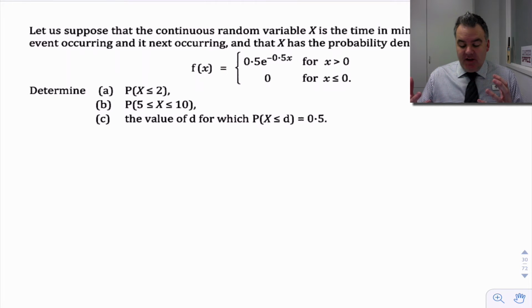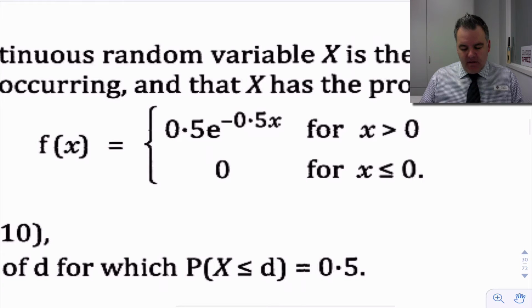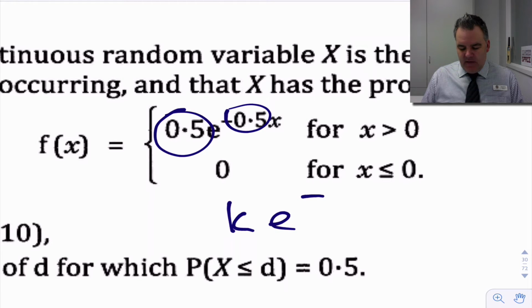This is a really interesting continuous random variable because we use this random variable to describe things, the interval between two events happening, and any random variable in this form here we use like that. So the 0.5 might change, but anything in the form ke to the negative kx is a random variable that we use for this, the time between successive occurrences of something.